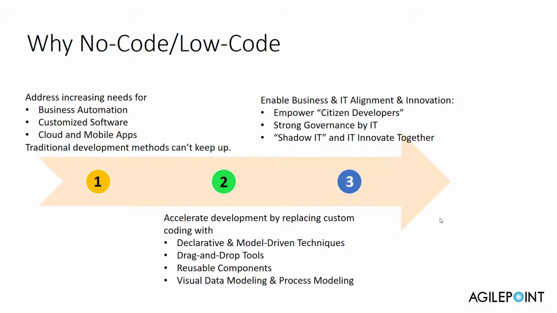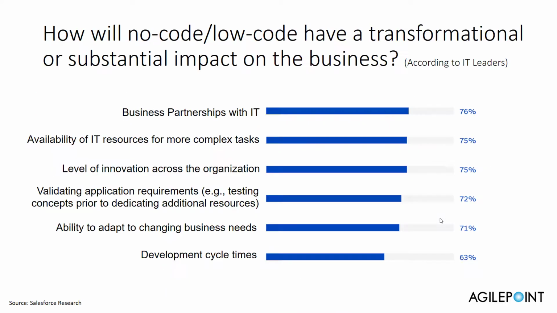The end result being to empower a greater portion of your business to contribute to the application development process. Right? And through the enactment of strong governance by IT, we're bringing shadow IT into the light and enabling them to innovate within the guardrails that have been set forth by the organization. And the end result being, right, to accelerate our transformation to a digital business, because that's everyone's goal at the end of the day, and AgilePoint will help you get there.